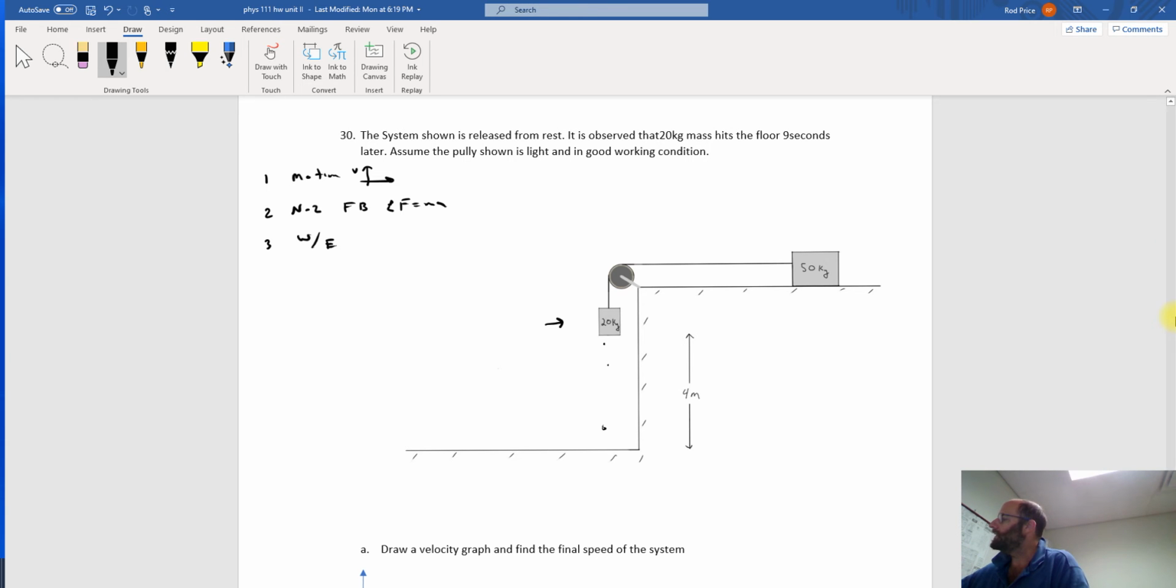Let me talk about the number 1 mistake I see in problems like this. You cannot just take the 4 meters, divide by 9 seconds to get the final velocity. It's very important to realize that when you do that, what you're calculating is an average velocity, not a final velocity. Now, there's a couple of ways you can use that, though. That doesn't mean you haven't done anything of any value here.